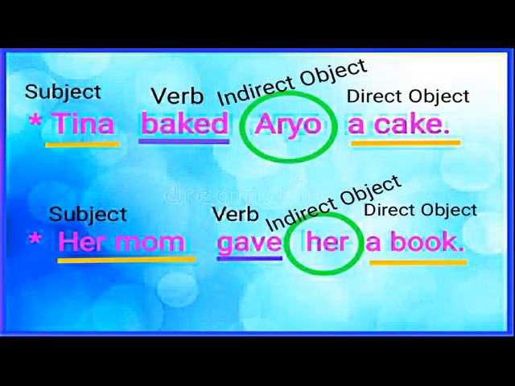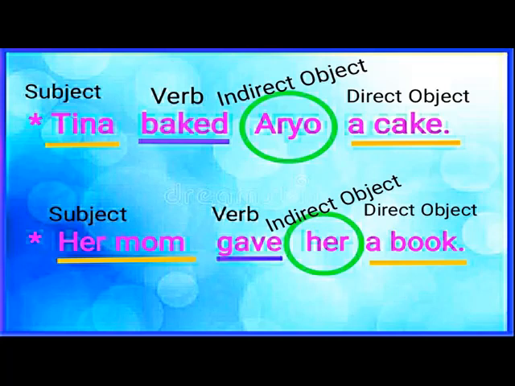Tina baked Aryo a cake. Tina is the subject and the doer of the verb. Now see, Tina baked what? A cake. So, a cake is a direct object. Now, for whom was the cake baked? And your answer is Aryo.